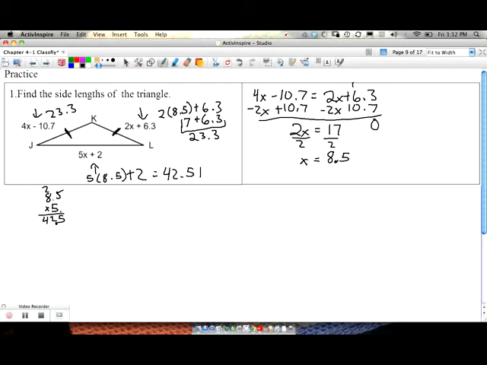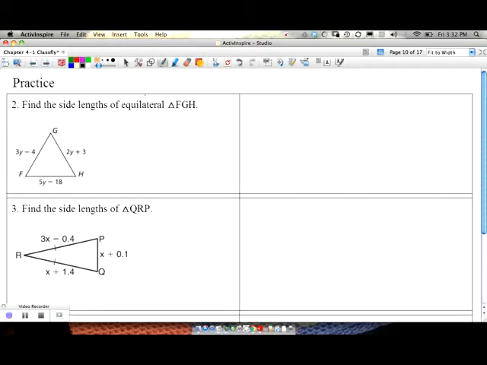There we go. All right, let's do some more. Ooh, look at this one. It says equilateral. When it's equilateral, that means all 3 are equal to each other. So I have options. This is different. There's more than one way I can set it up.